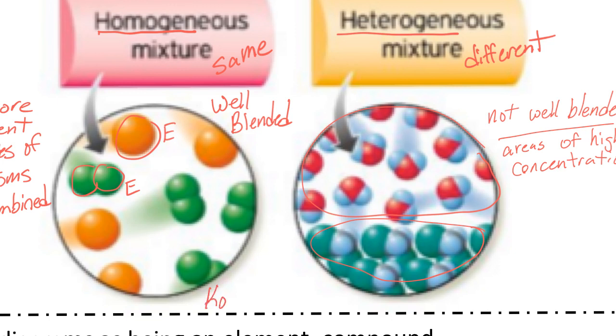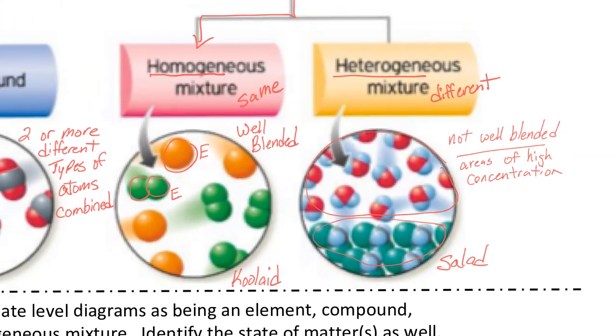Kool-Aid would be a good example of a homogeneous mixture. It doesn't matter where I put my straw, whether it's at the bottom, the middle, or the top, it's always going to have the same flavor. For a heterogeneous mixture, a good example would be a salad. We could pick out bits of tomato or lettuce or onion. There are chunks of things in the salad, so that's a heterogeneous mix. And then we have a homogeneous mix.